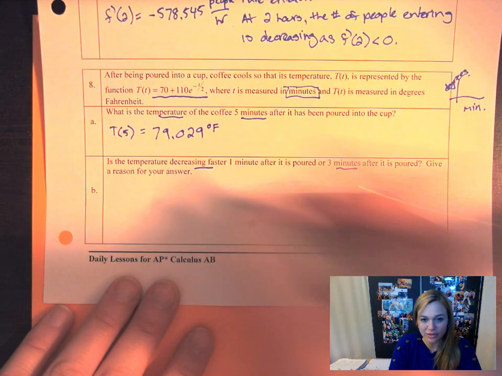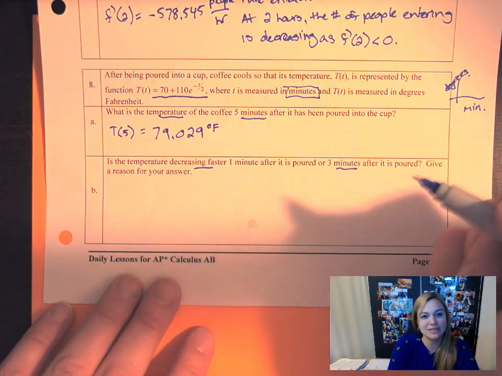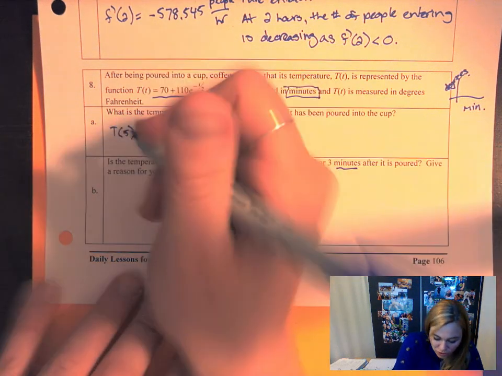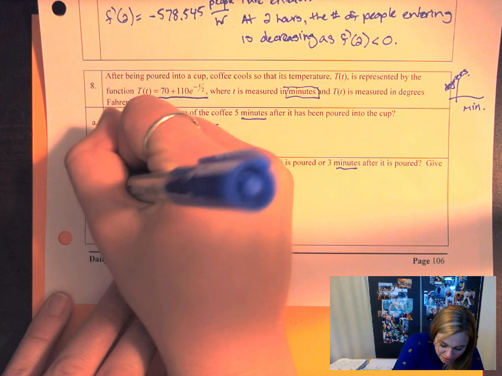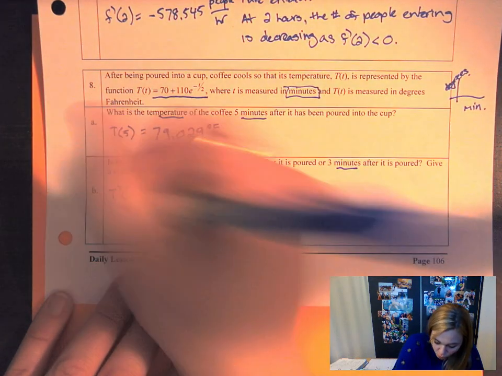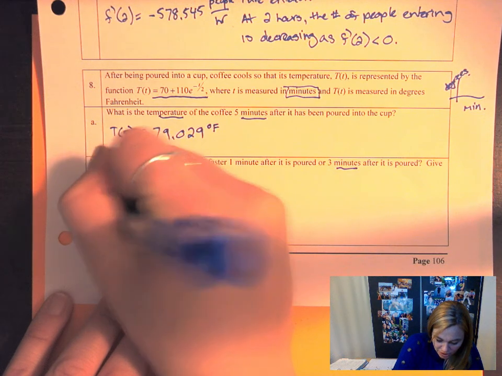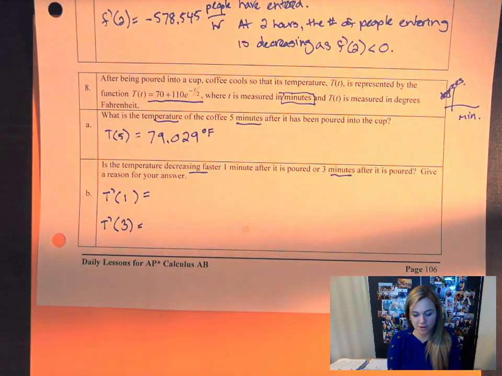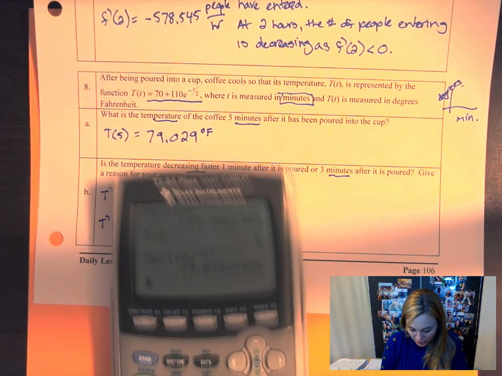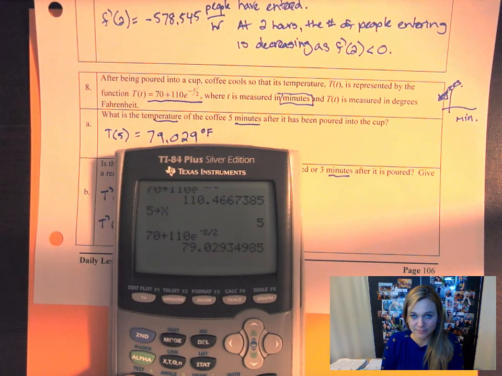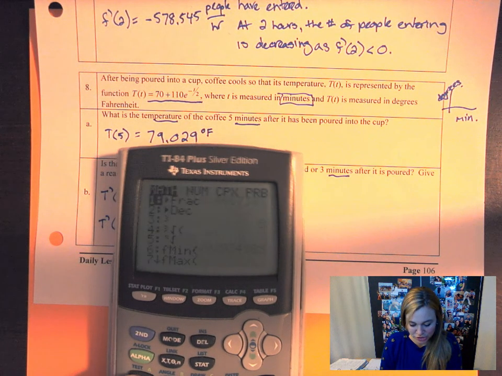If we're talking about the rate that something is increasing or decreasing, what you have to do is look at the derivative. So I want to look at what is T prime of 1, because that's 1 minute after, and what is T prime of 3. I can say I'm on the home screen, which I think actually the graph may have been easier here, but I'm showing you this way.